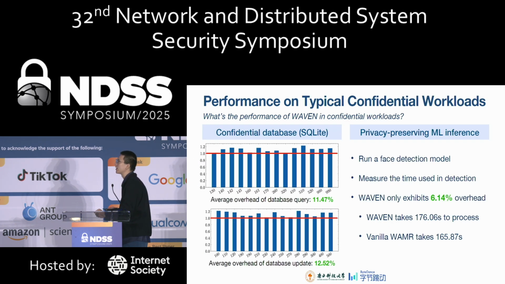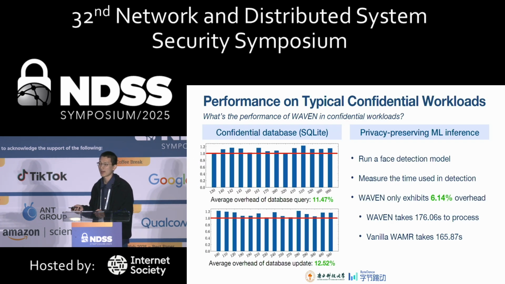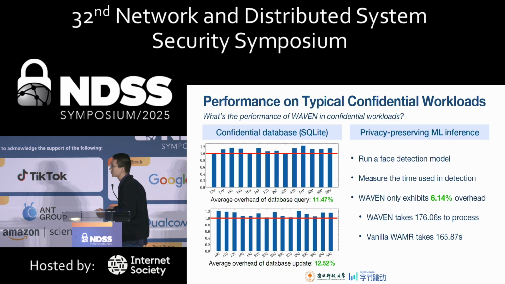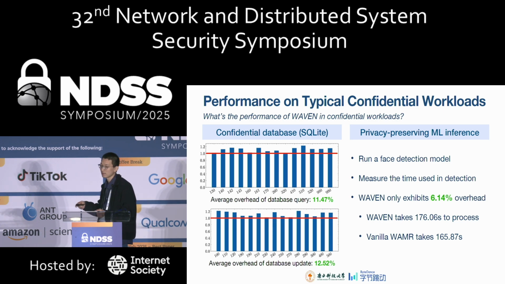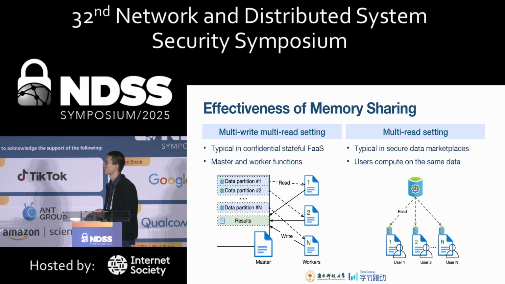As a result, WAVEN incurs a moderate overhead of 10.42%, which is acceptable. And we also evaluate WAVEN in confidential workloads like confidential databases and privacy-preserving ML inference. For example, in privacy-preserving ML inference, WAVEN only exhibits 6.14% overhead. And this small overhead demonstrates the practicality of WAVEN in practical confidential computing workloads.